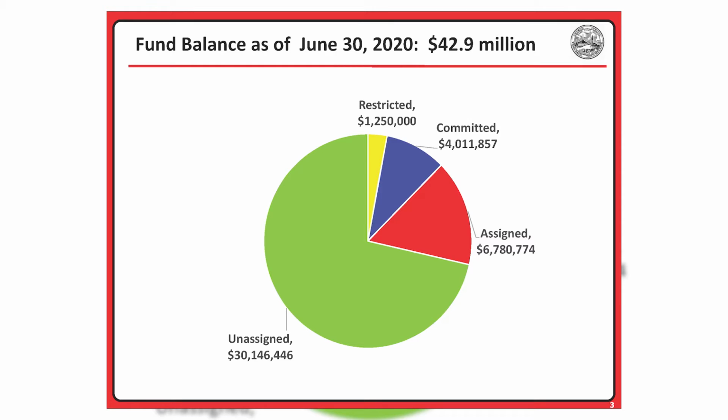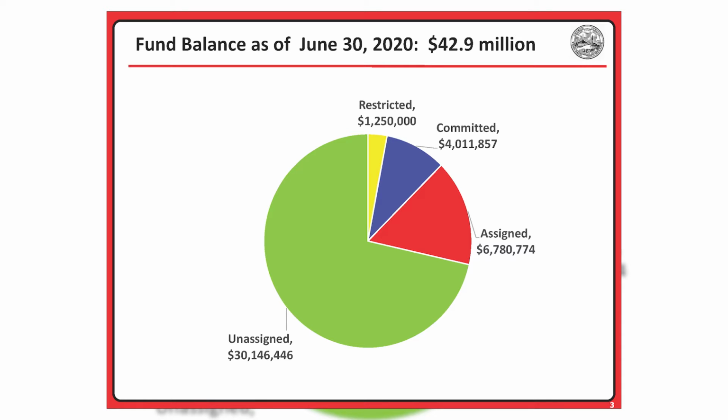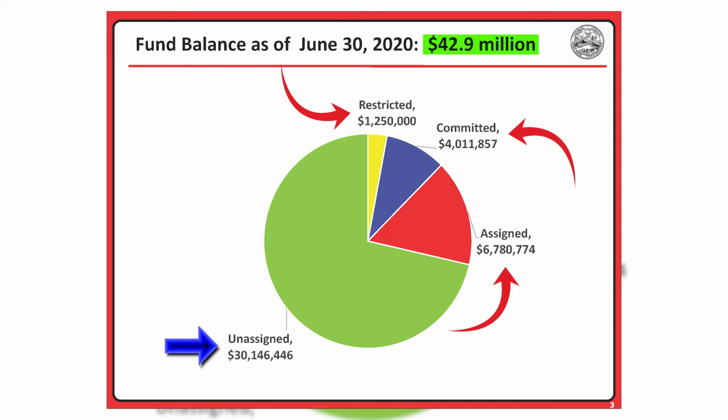In conformance with accounting standards implemented in 2011, fund balance is classified into 5 categories: non-spendable, restricted, committed, assigned, and unassigned. Unassigned fund balance is also referred to as our rainy day fund. As of June 30th, 2020, Hingham's fund balance totaled $42.9 million. Unassigned fund balance totaled $30.1 million. The chart on your screen displays amounts by category. Hingham currently does not have any non-spendable obligations.